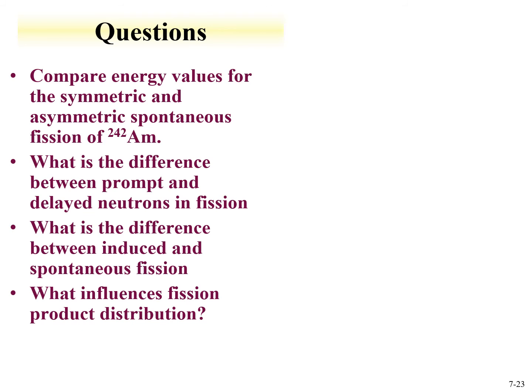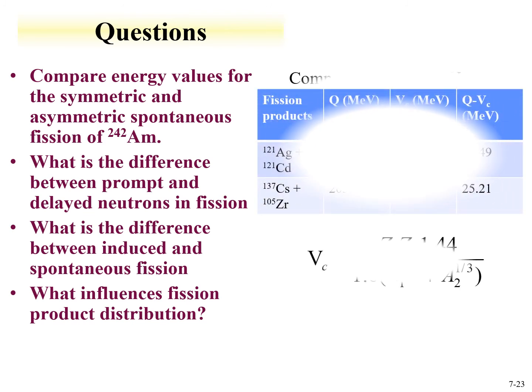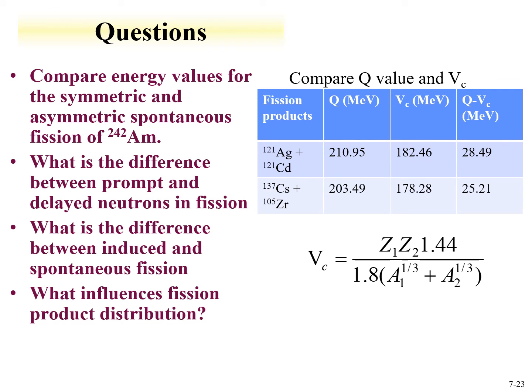So one would be: compare energy values for the symmetric and asymmetric spontaneous fission of americium-242. An example of this for a uranium isotope was presented in the lecture. So what one would do is compare the Q values and the Coulomb barriers. For the Coulomb barrier, we could use this equation, which is related to the Z of the two fission products and the A of the two fission products. All this says is what sort of charge one would find due to the Coulomb repulsion if the two fission products were just touching, assuming that they're spherical.